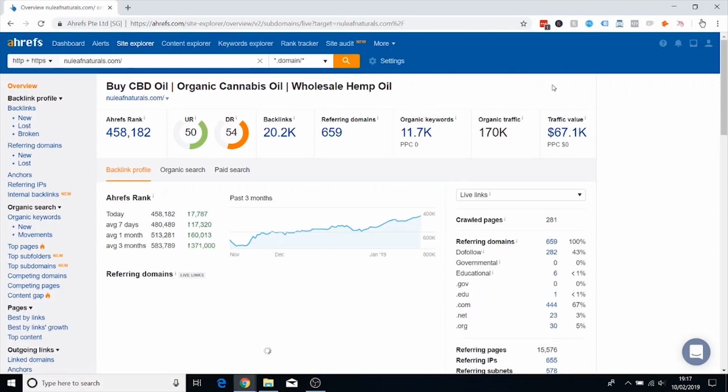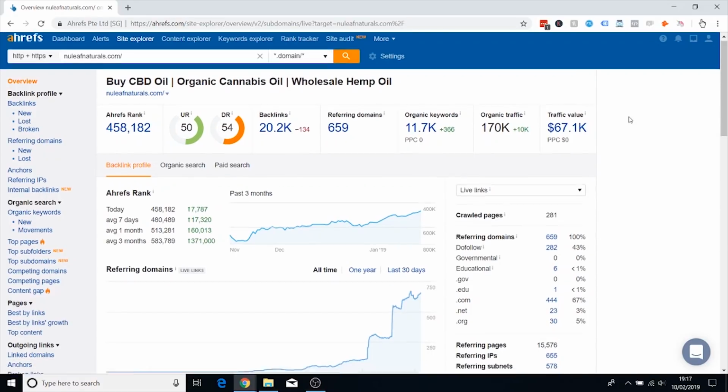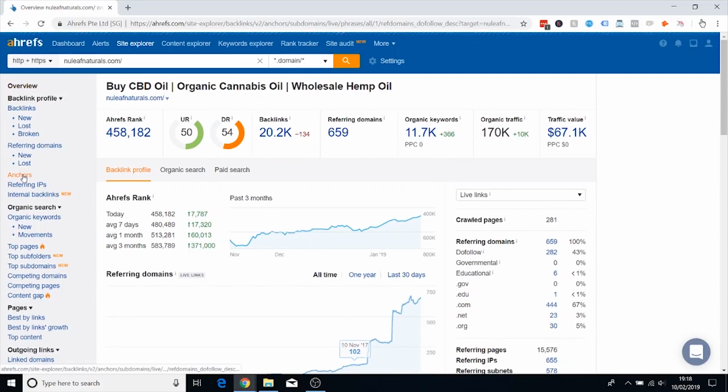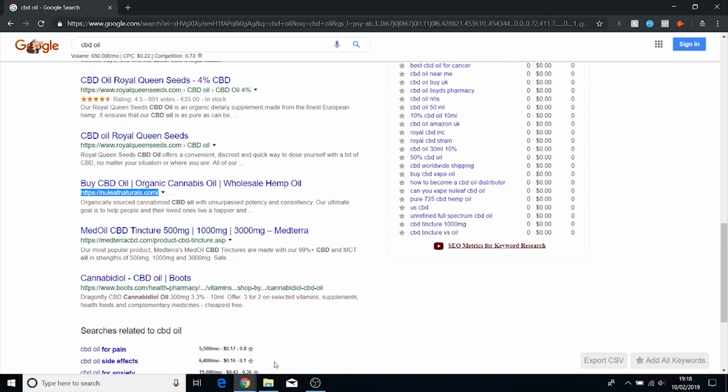So they have 659 referring domains. They started building the links around 3 years ago. And so they were ranking just off the home page. So this is buy CBD oil. It'd be interesting to see if they rank for that, actually.